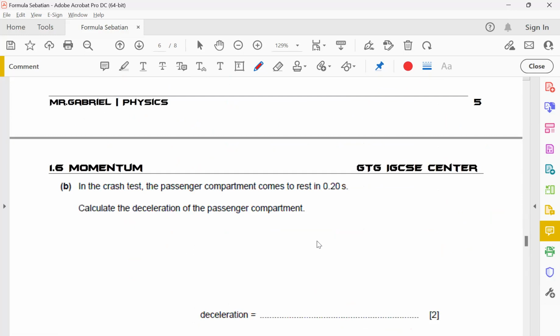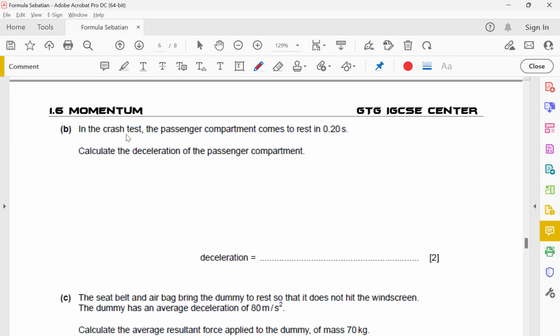Now the deceleration. In the crash test, the passenger compartment comes to rest in 0.2 seconds. Calculate the deceleration of the passenger compartment. What's the formula for deceleration again, Ivan?